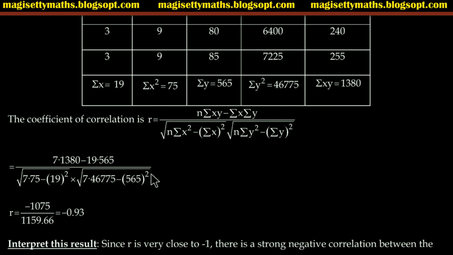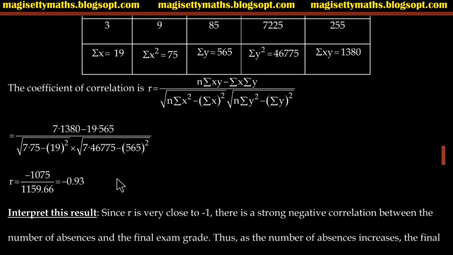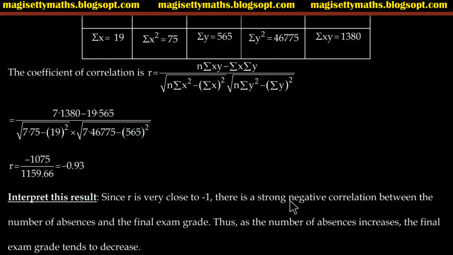Here if you observe, R is very close to minus 1, so there is a strong negative correlation between the number of absences and the final exam grades. That means if absences increase, then the final grade will decrease.